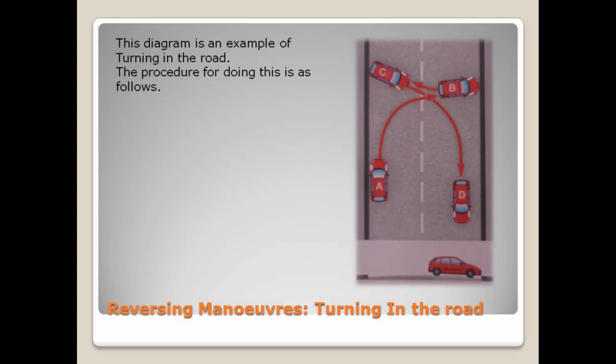Stop and apply parking brake if needed. B-C. Select reverse gear. Check mirrors and look all round. Steer left as you reverse. A meter from the curb, look over right shoulder and turn the steering to the right. Stop and apply the parking brake if needed.